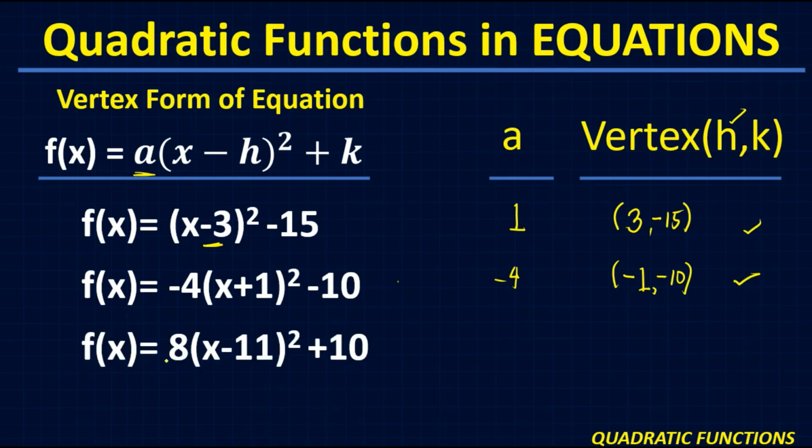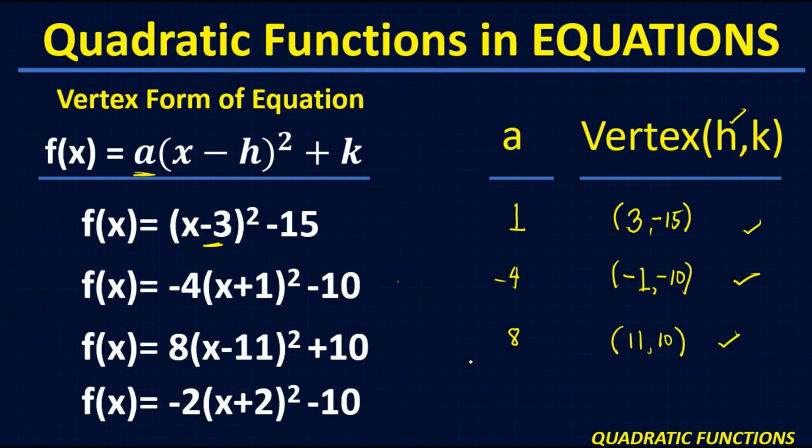Next, we have f of x is equal to 8 times the quantity of x minus 11 squared plus 10. A here is 8, and the vertex point is 11, positive 10. And then we have f of x is equal to negative 2 times the quantity of x plus 2 squared minus 10. A here is negative 2, and the vertex is negative 2, negative 10. Okay? It's easy to get a and the vertex from the vertex form of the equation.